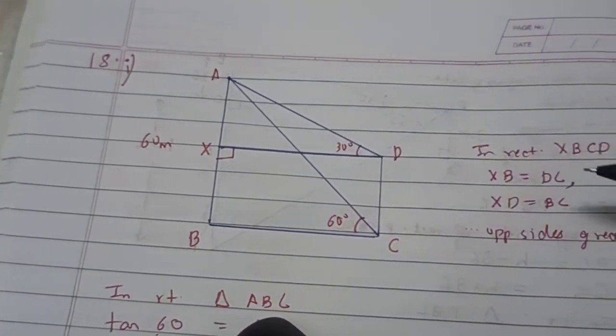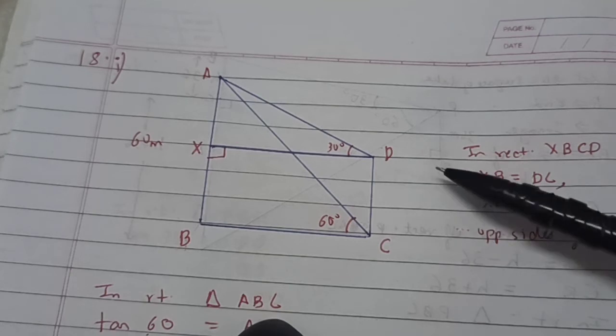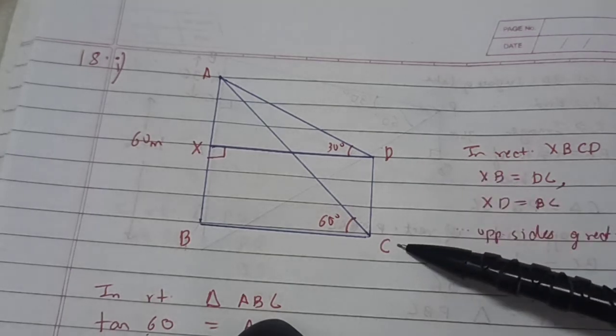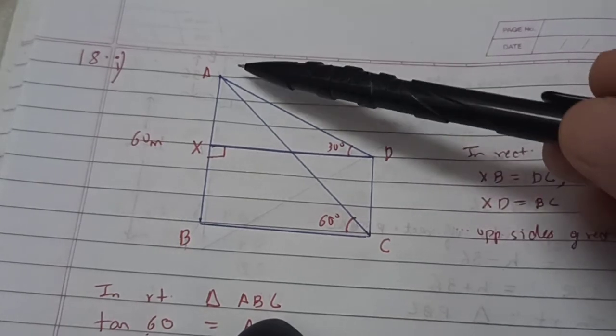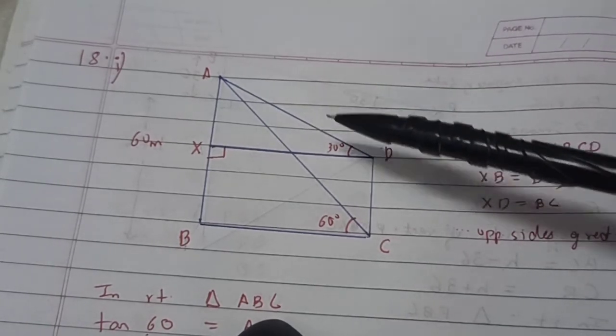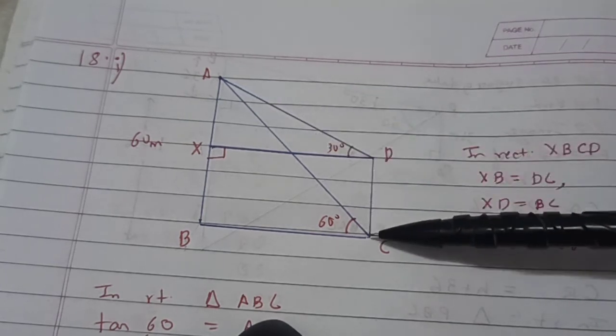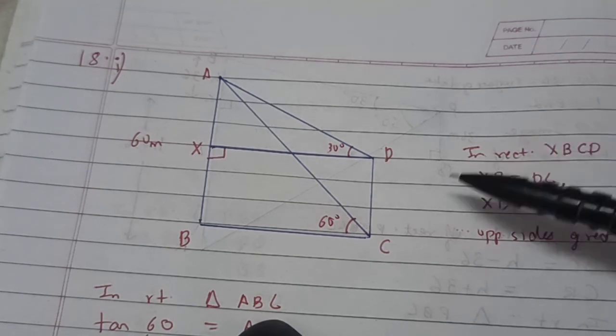So AB is a building and DC is a lamp post. The angle of depression from the top of the building to the top of the lamp post is 30 degrees, and from the top of the building to the bottom of the lamp post is 60 degrees. So now it becomes easy to solve.